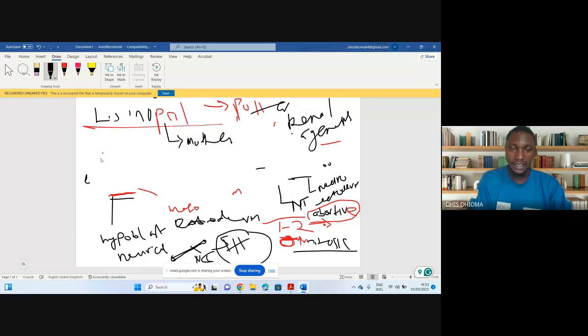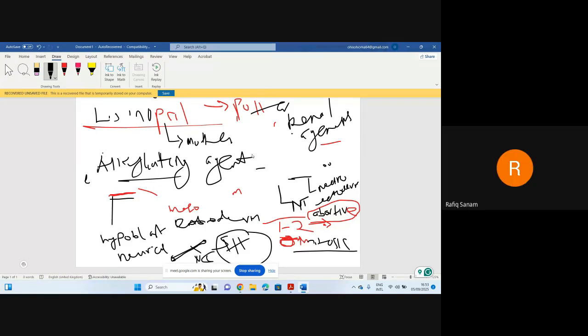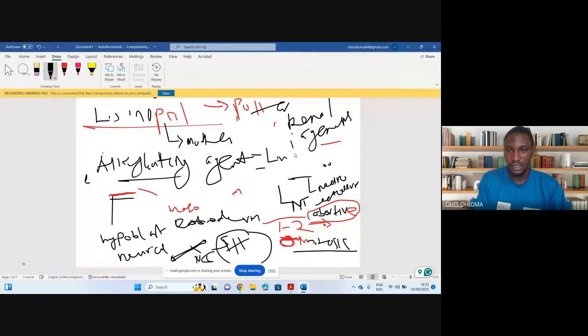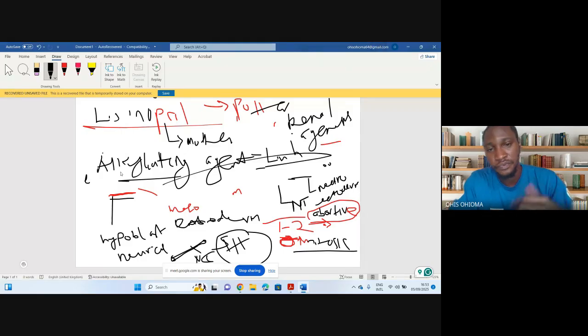And so what do alkylating agents do? You guys are the ones that are going to tell me this. I'm just going to talk about the high yield ones that are very common. Alkylating agents, what do they do? Can anybody tell me? Yes, the absence of the digits. So limb deformities basically are very key. And so what does methotrexate do? Neural tube defect.